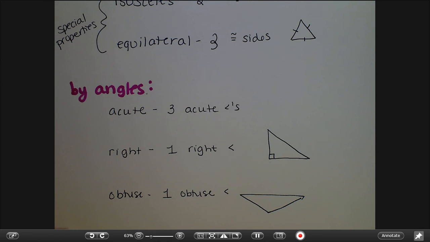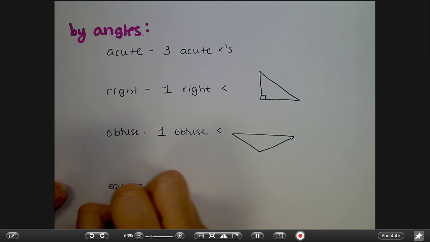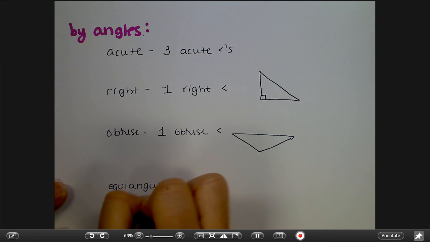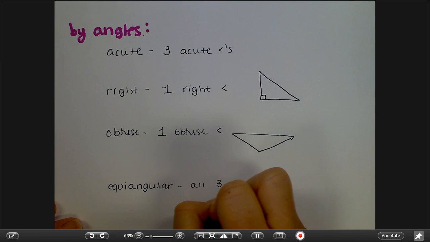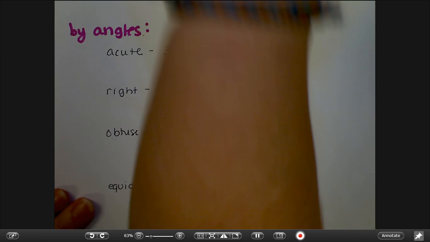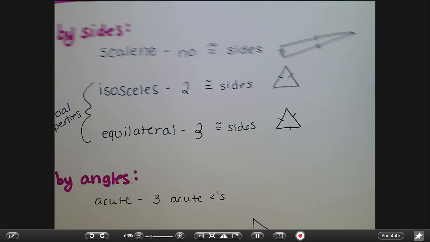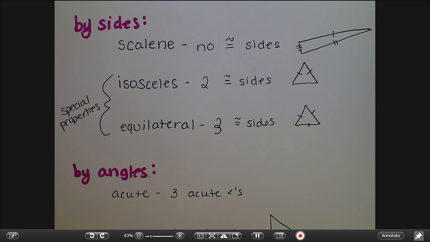There's also one other word you might see sometimes, and that is equiangular instead of equilateral. And that means exactly what it sounds like. All three angles are congruent. All right, that's really it. Just a brief overview of the words that we use to describe triangles by angles and by sides. Copy that down, take a picture, and upload it into your notebook. All right, see you later.